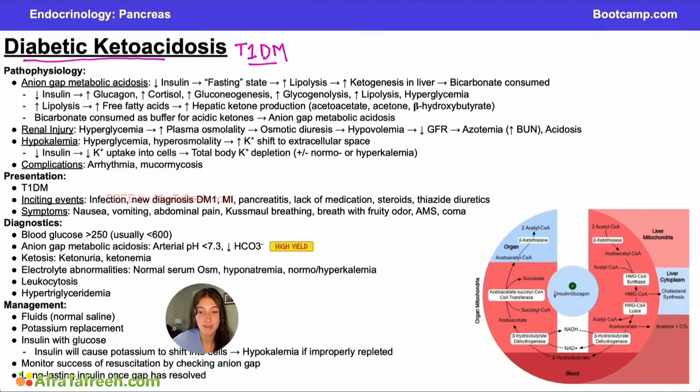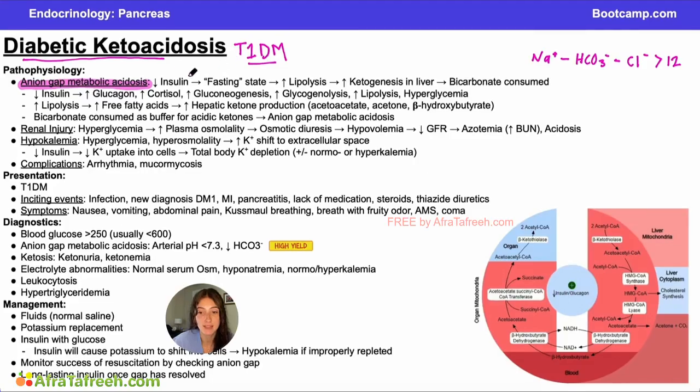And the pathophysiology of diabetic ketoacidosis, what I want you to remember is that this is an anion gap metabolic acidosis. Remember our anion gap equation, all the sodium minus the bicarb minus the chloride. This number should be greater than 12 if this is an anion gap metabolic acidosis. And how does diabetic ketoacidosis lead to this anion gap?